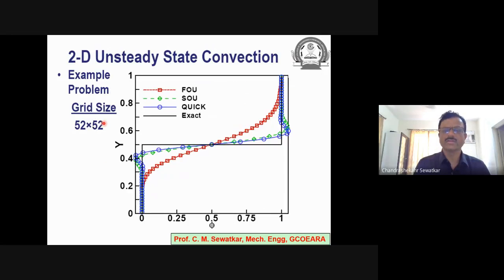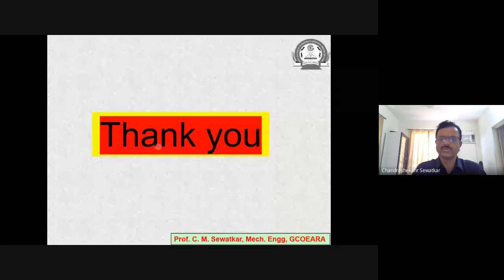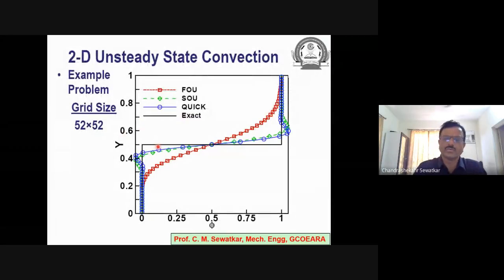But the moment I refine my grid size, when I make it 52 by 52, my quick convection gives me a solution which is very close to that of the exact solution. But first order upwind scheme, even with higher grid size, does not give me a solution which is close to the exact solution. So this is what I do have for the pure convection. We'll be discussing a few more things when we go ahead with the convection diffusion problem.